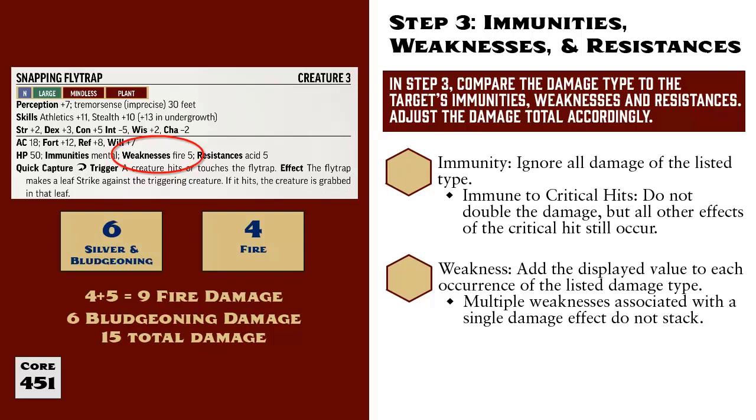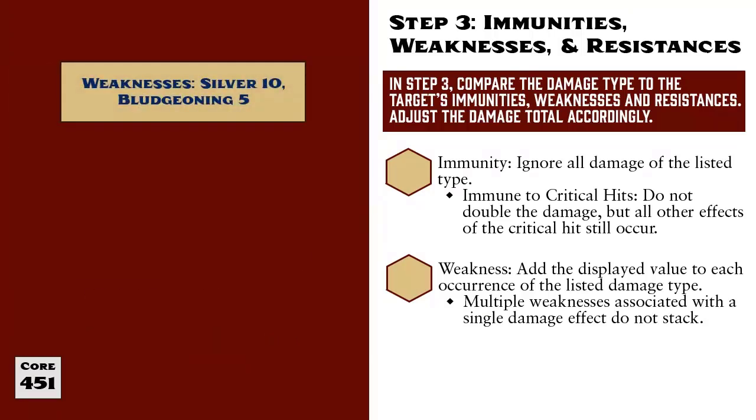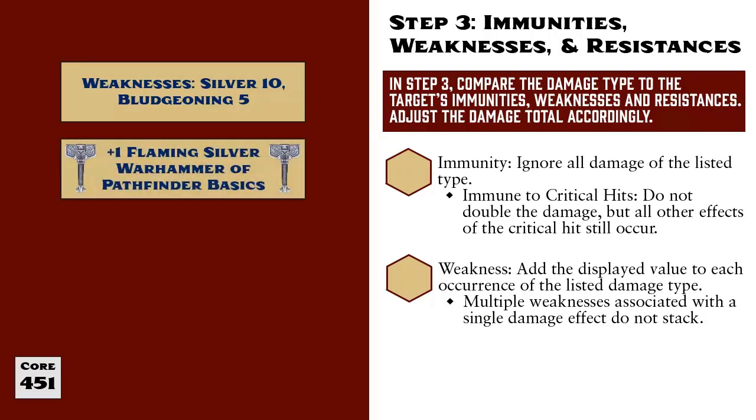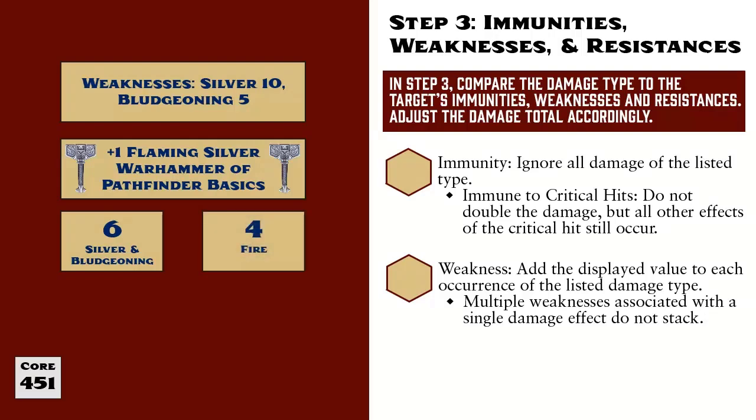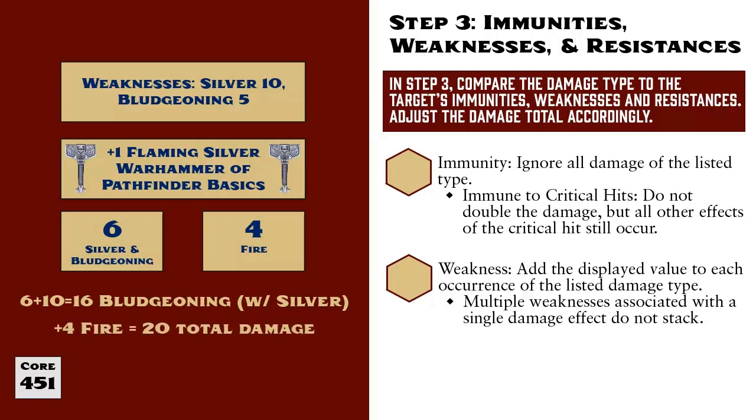When a creature has a weakness to more than one trait of a single damage effect, they only suffer the single highest weakness value, and this can be a little tricky. So if a creature has 2 weaknesses, say they have the weakness Silver 10 and the weakness Bludgeoning 5, and you hit it with a Flaming Silver Warhammer that deals 6 points of silver bludgeoning damage and 4 points of fire damage, then that creature will suffer 16 points of silver bludgeoning damage, not 21, and 4 points of fire damage for a total of 20.